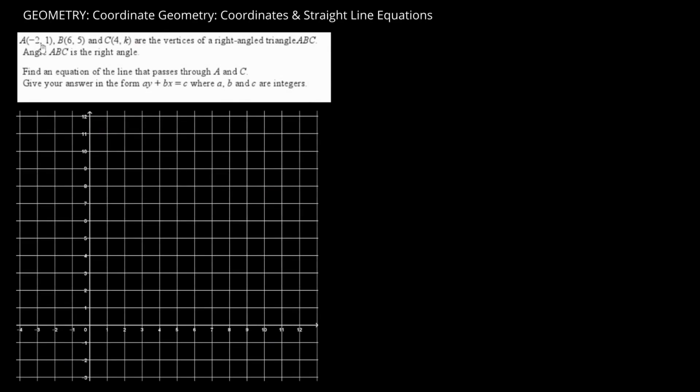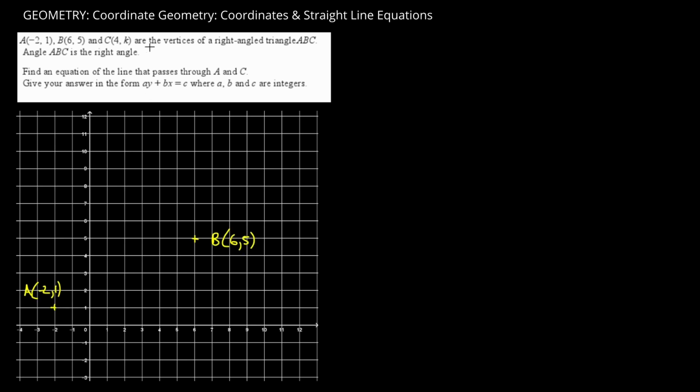Okay, let's have a go at this question involving finding the equation of a straight line, and that straight line is part of a right-angled triangle that's formed by these coordinates here. So I think the first job is to mark up these coordinate points on these axes and find out what's going on. We've got A at (-2, 1). B, they say, is (6, 5).